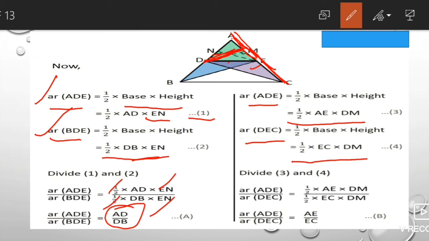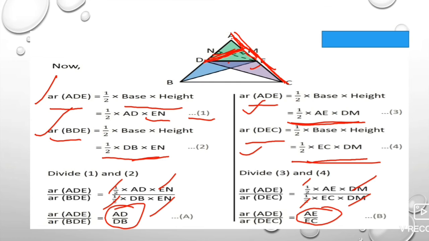I told you about the definition of height, right? Now again divide this one and this one. Again half will be cancelled, DM will be cancelled, so AE by EC. So the ratio of the areas of these two triangles is equal to AE by EC. Okay, now check the next slide.